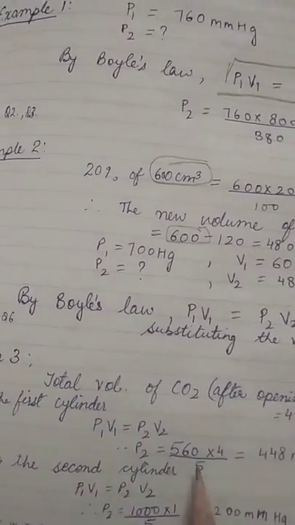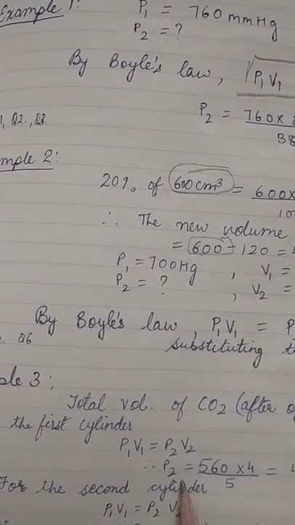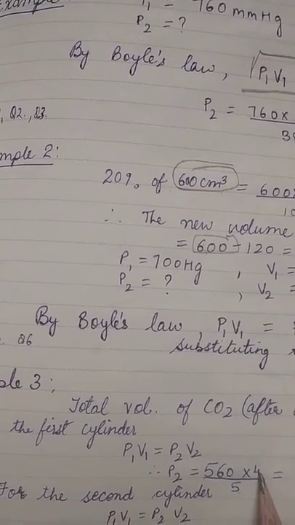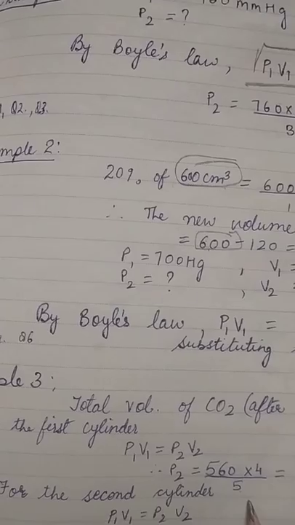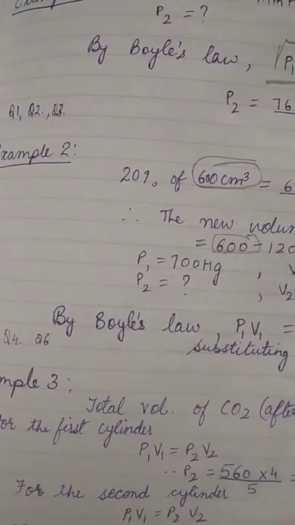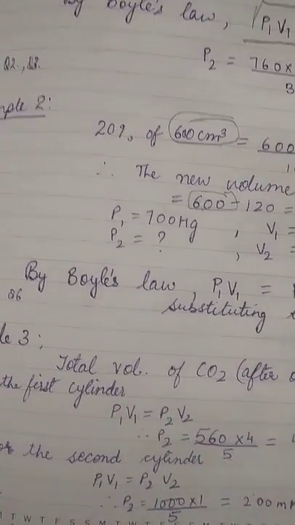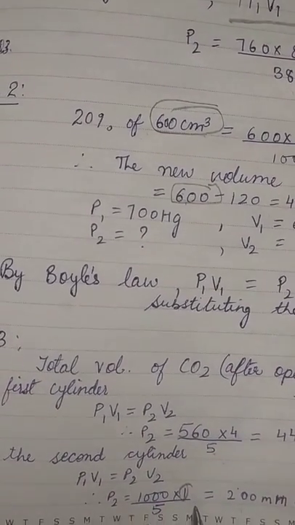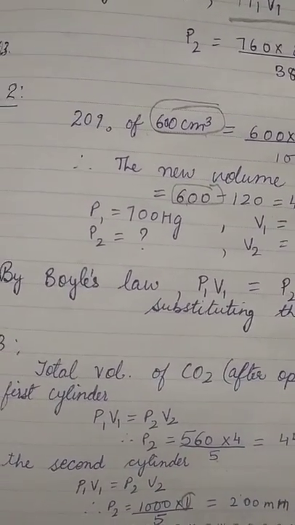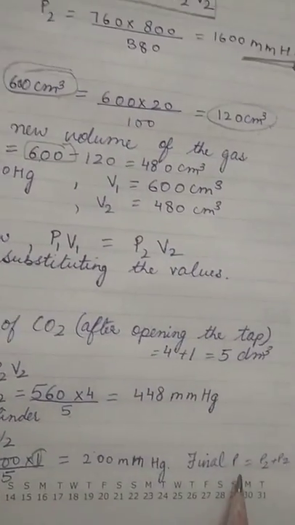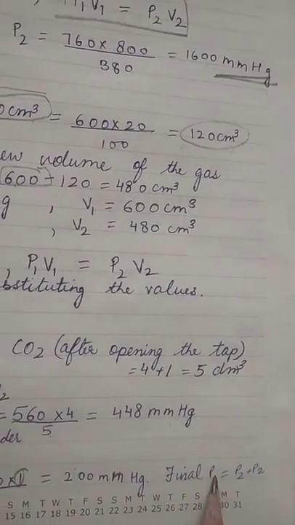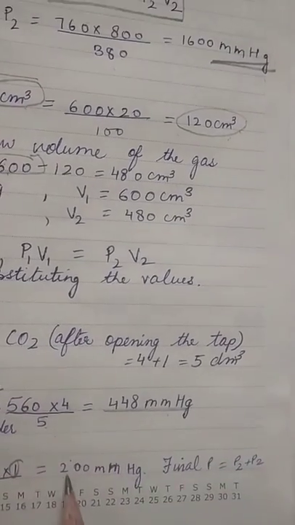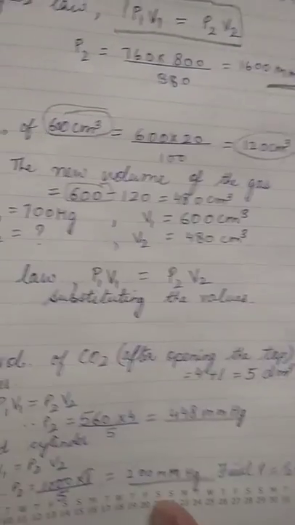So we just have to put in the values, that is P2 is equal to 560 into 4 upon 5. That will give the P2. Then the P2 for the other cylinder, having the capacity of 1 decimeter cube, comes out to be 200 mmHg. And the final pressure when both are connected is what they want. So when they are connected, the final pressure will be 448 plus 200 mmHg.